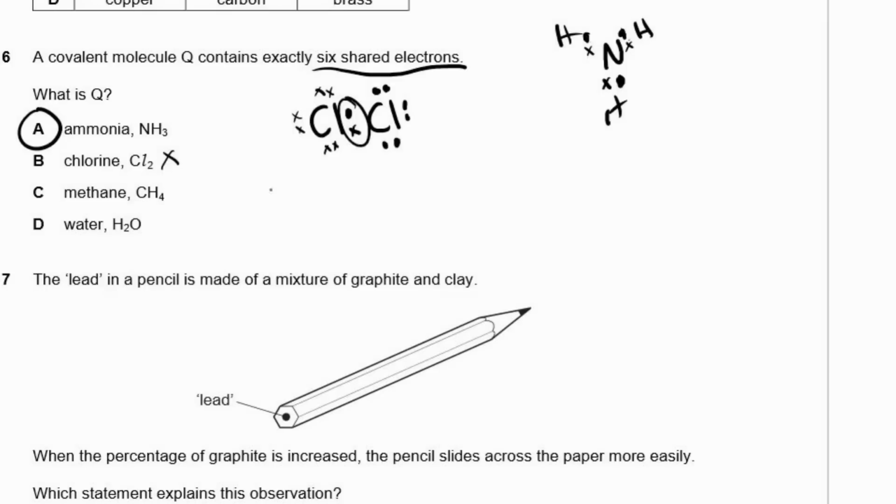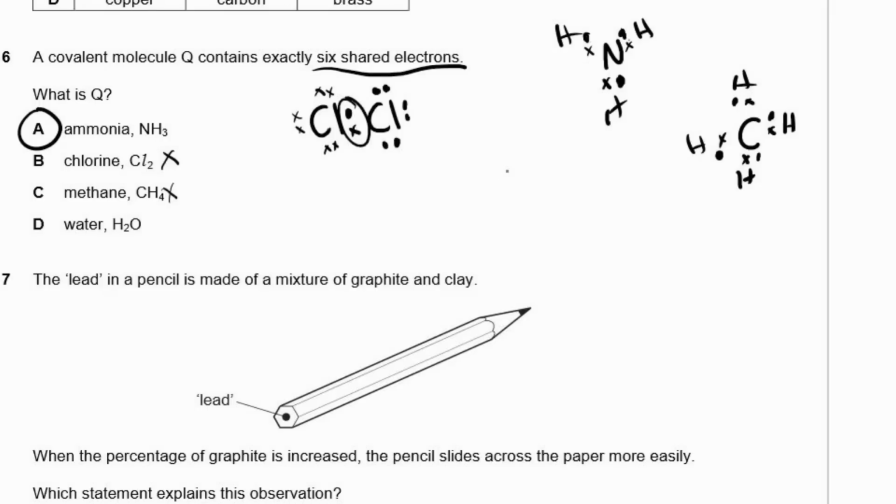Carbon, methane, CH4. Okay, methane, let's do it here. We have C. Carbon has 4 electrons in its outer shell. And then we have 4 hydrogens. Each one of those, we'll do a dot for each one of those. And if you look at that, it's 1, 2, 3, 4, 5, 6, 7, 8 shared electrons. That's not methane either.